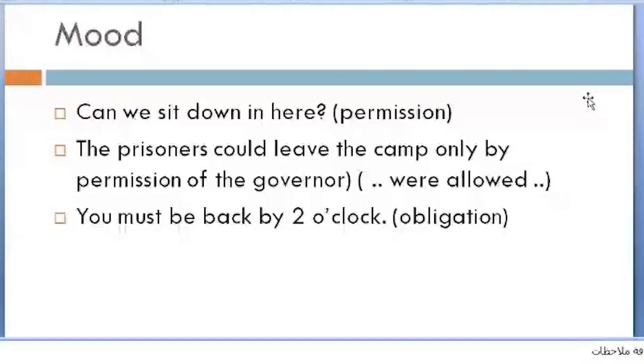The same auxiliary can show permission in the past, and permission in the past it becomes could, مثل ما موجود بالمثال الثاني. As it is shown in the second example, the prisoners could leave the camp only by permission of the governor. So here, because the tense is past, the translator should reflect this fact. This is one.